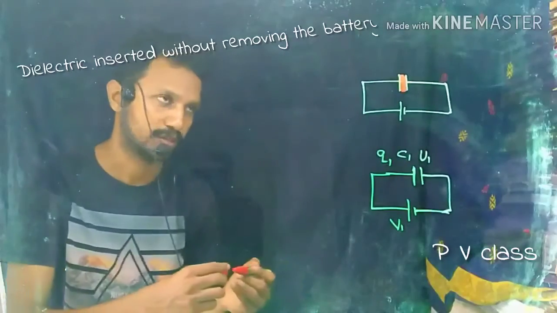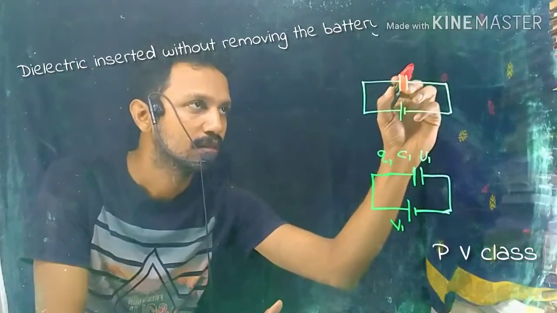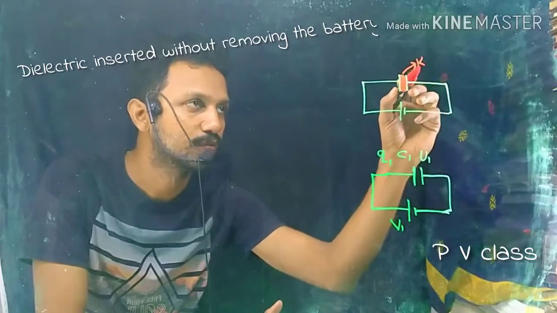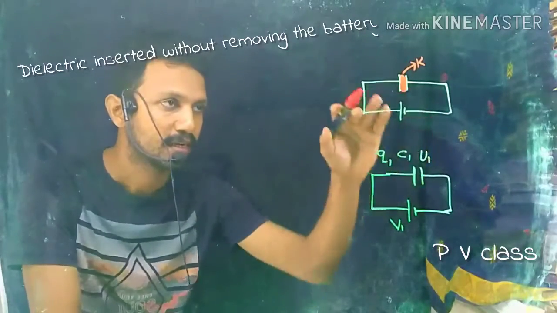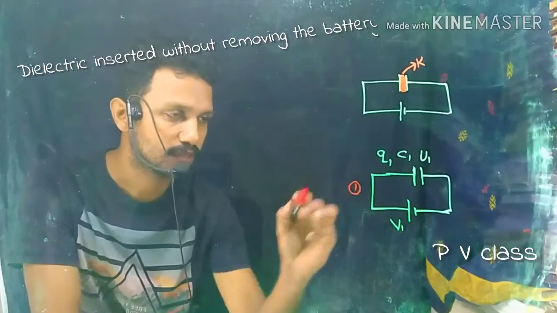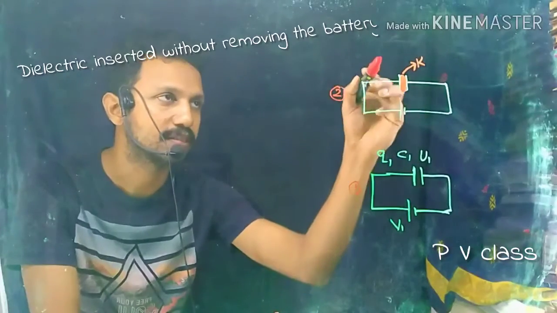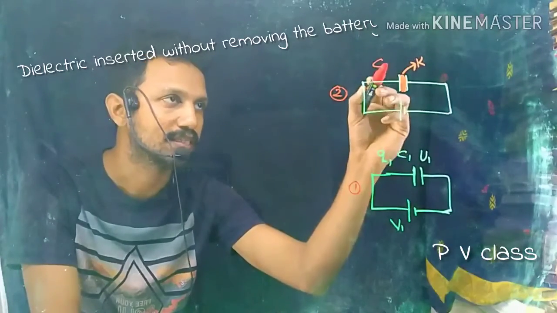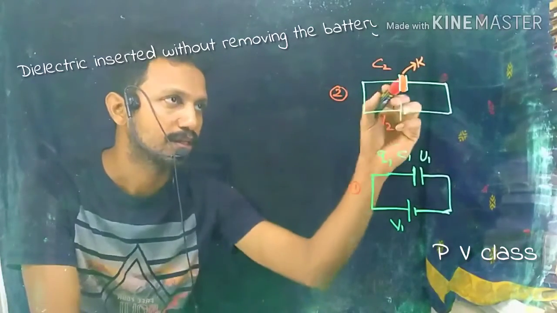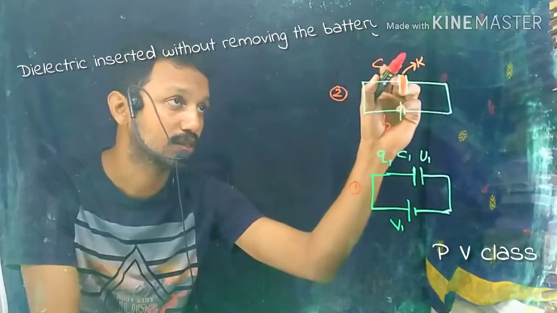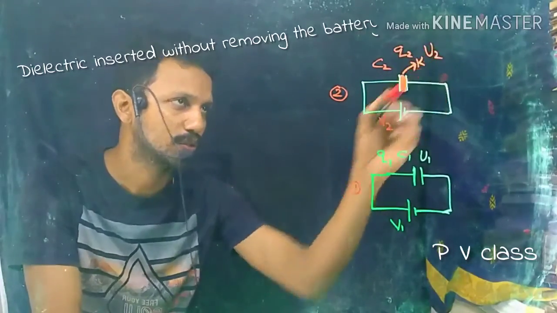into the capacitor. The dielectric constant of the dielectric is K. Let's consider this as the first situation and this as the second situation. In the second situation, let the capacitance be C2, the potential V2, the charge Q2, and the potential energy U2.